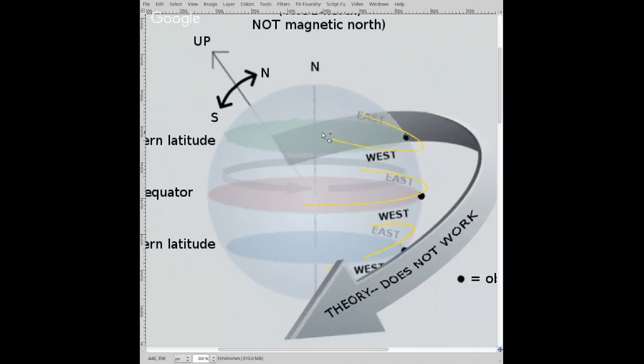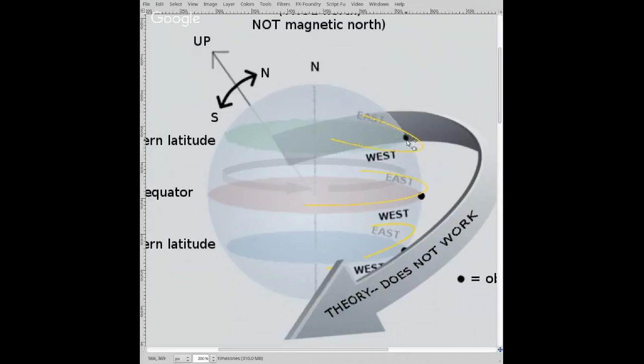Not, I'm sorry, I used the wrong term. I had up on my brain. North, not up, but north. That is to say, this direction inside the, or along the surface of the ball going toward Polaris, that's north. Both ends of this line are north of my latitude.